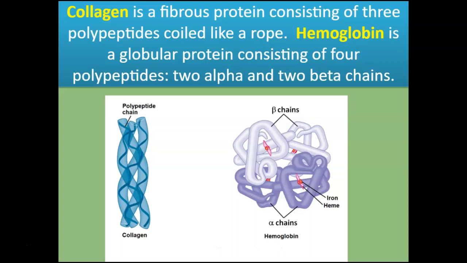Here are examples of proteins. First of all, you see collagen is a fibrous protein consisting of 3 polypeptides, coiled like a rope. That is a very different protein than hemoglobin, which is a globular protein consisting of 4 polypeptides, 2 alpha and 2 beta chains. So both of these are proteins with quaternary structures, different polypeptides working together.